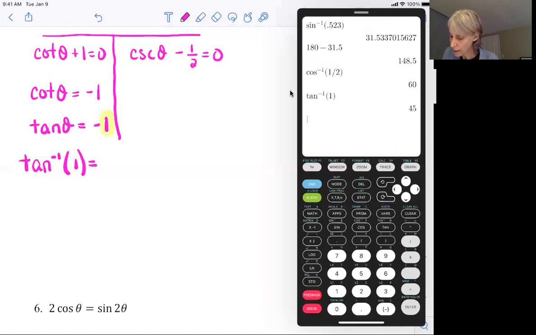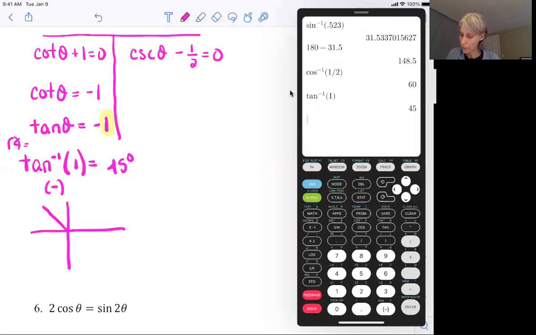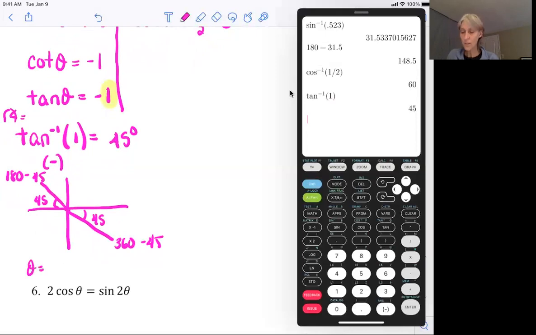And we see that our reference angle is 45 degrees. Now we go and adjust it for our sign. Since the tangent is negative, we know we're going to be dealing with quadrant 2 and quadrant 4. 180 minus 45, 360 minus 45. So the two solutions from this factor, 180 minus 45 is 135 and 315.